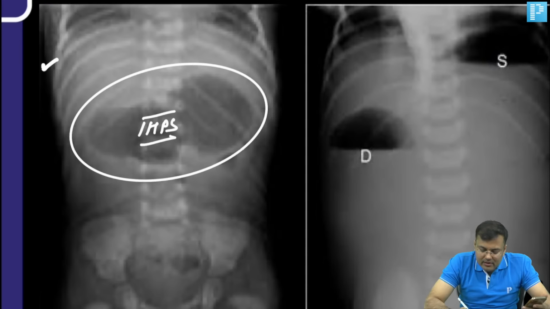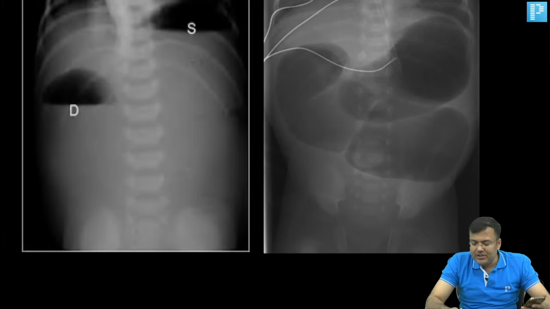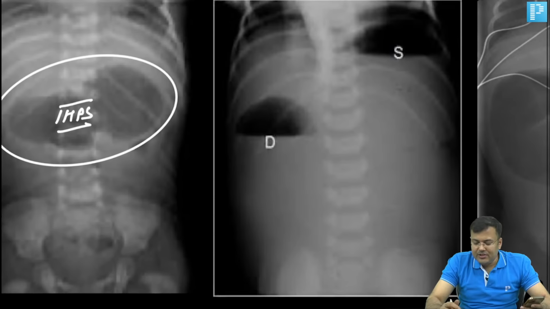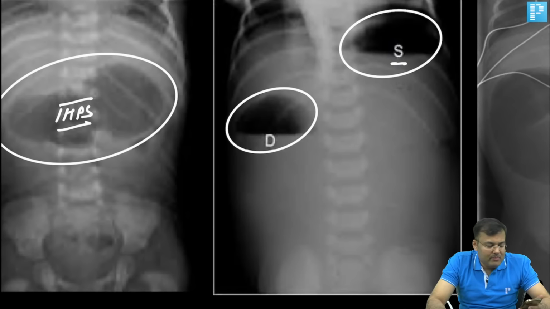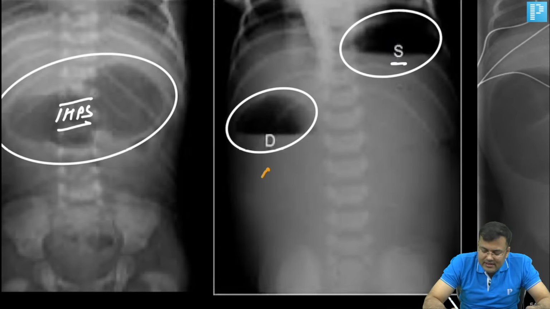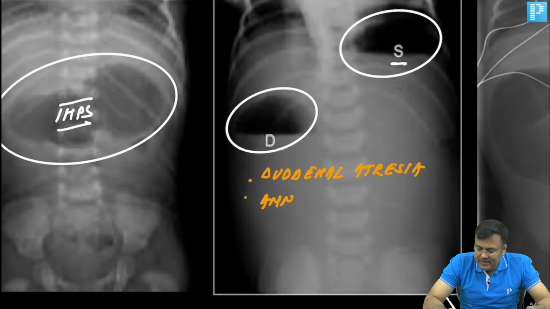This is single bubble. Okay, you can see the second picture. How many bubbles can you see in this second picture? You can see the stomach, you can see the duodenum. So, here this is double bubble. Can you tell me the diagnosis, guys? This is double bubble. Tell me the diagnosis. Duodenal atresia and annular pancreas. So, it is seen in duodenal atresia. Apart from duodenal atresia, it is also seen in annular pancreas. Clear? So, it is duodenal atresia and annular pancreas.